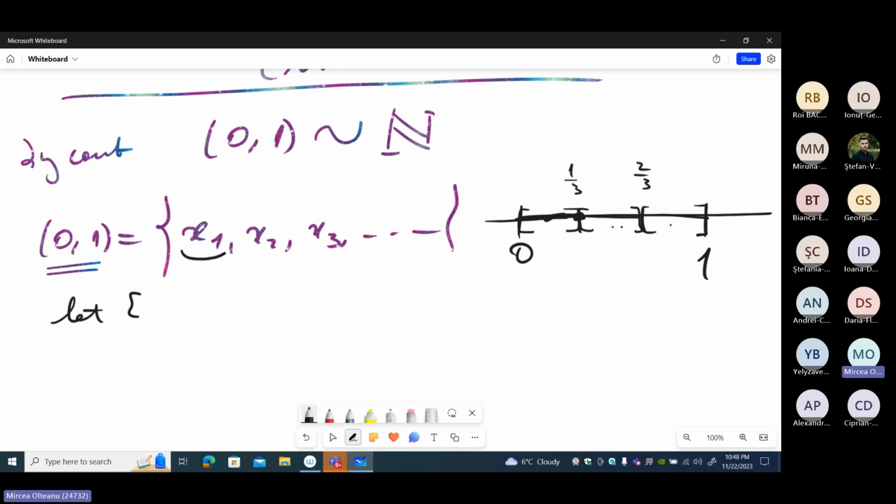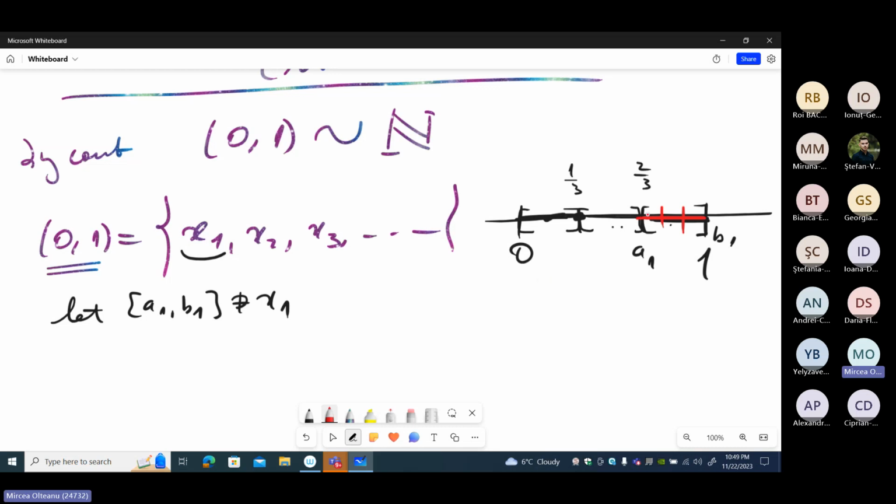Let A1, B1 be that interval which doesn't contain X1. For example, let's suppose that this is it. This is our interval, the one which doesn't contain X1. And now we continue in the same way with this interval. We split this interval into 3 equal parts.